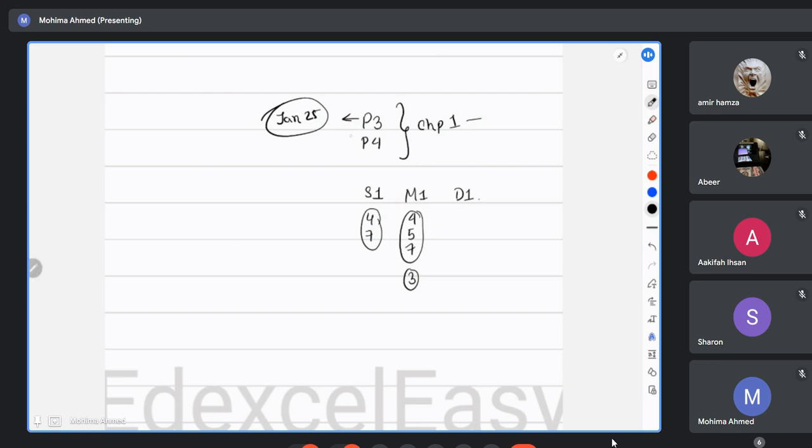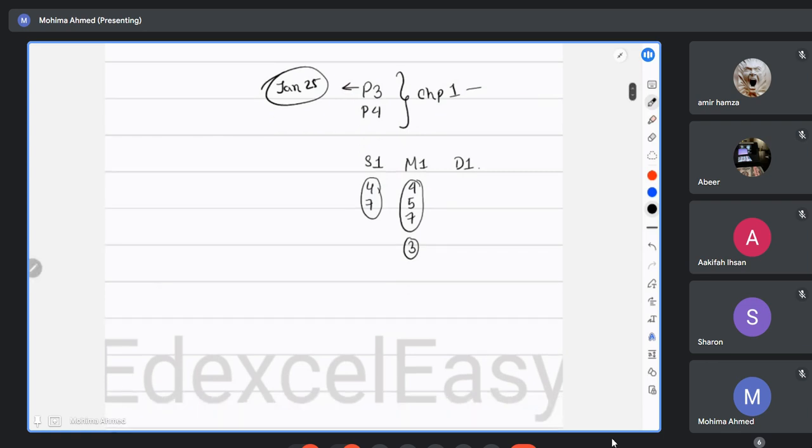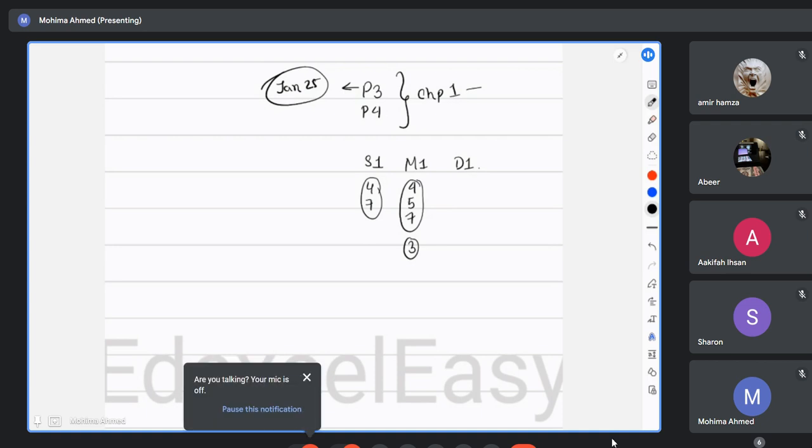Okay, so in that case, for this batch, P3, M1, S1, and D1 can be considered under the Jan 25 batch, and only P4 will be done in our May 25. But then again, it depends on how many units you have for the Jan 25 session. For example, if you are sitting for only 3 or 4 units, then I would consider taking S1 and M1 with those units, because sitting for 5 units is not that difficult.